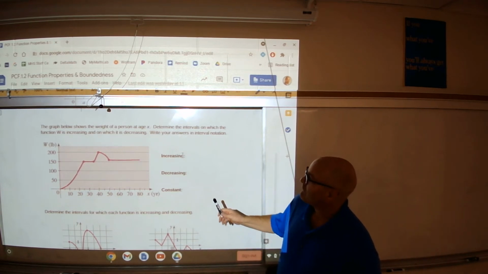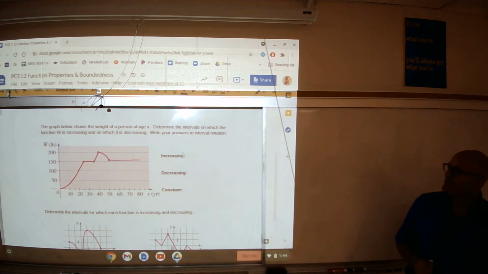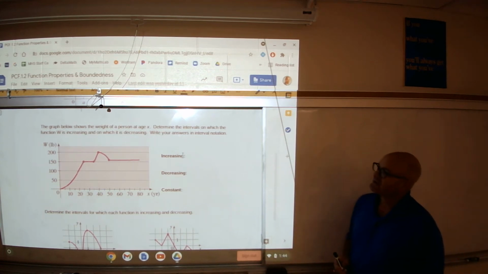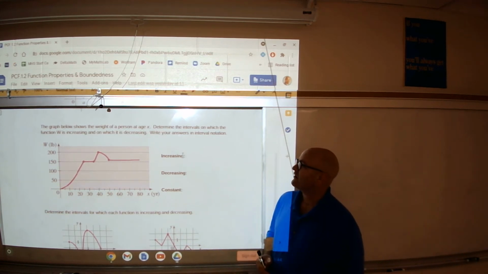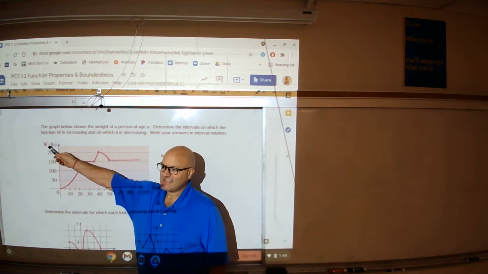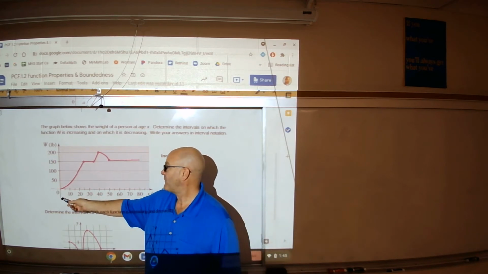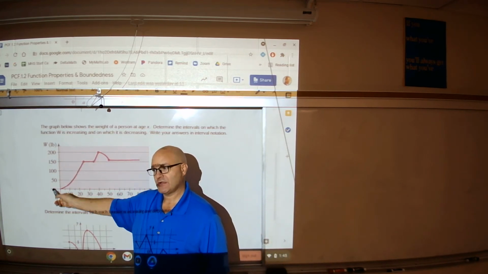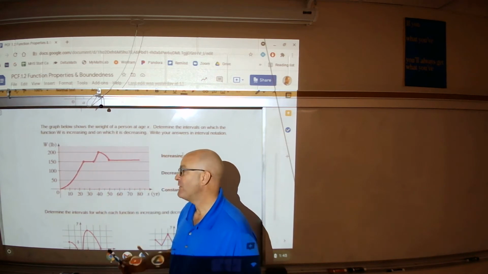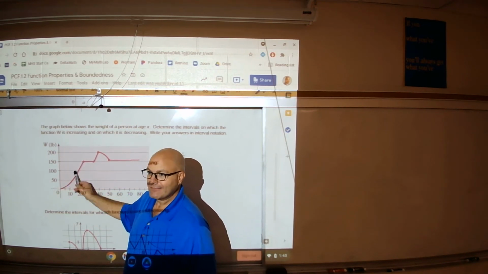Here we have a graph. Shows the weight of a person at age X. Determine the intervals on which the function W is increasing and on which it is decreasing. Notice W is the name of the function. So it's like W of X, right? And W of X represents the output. So that's why we have the output over there. And when you're talking about increasing and decreasing, you're saying is the output getting bigger, right?